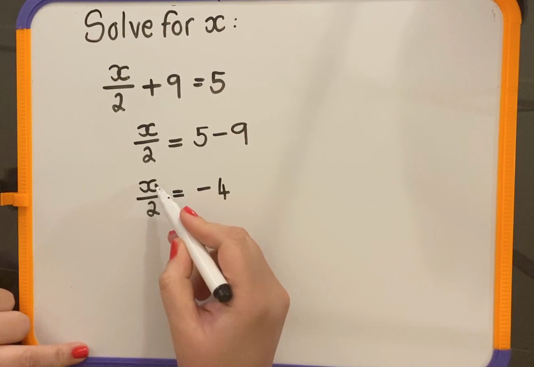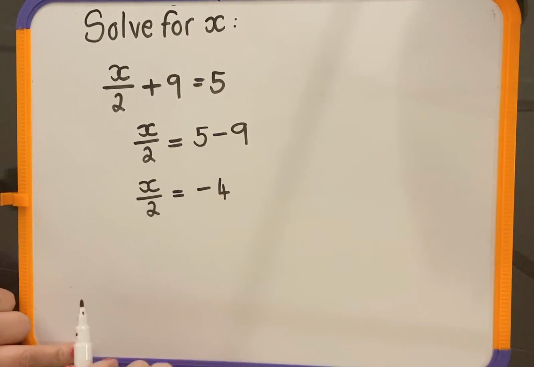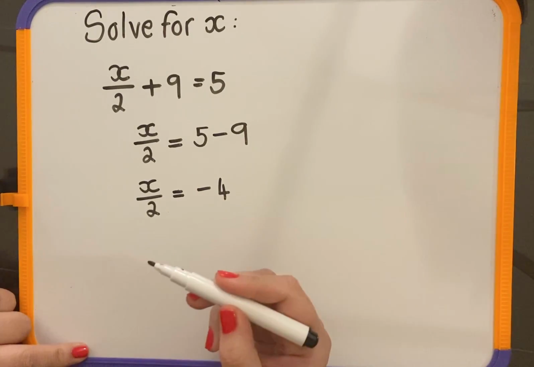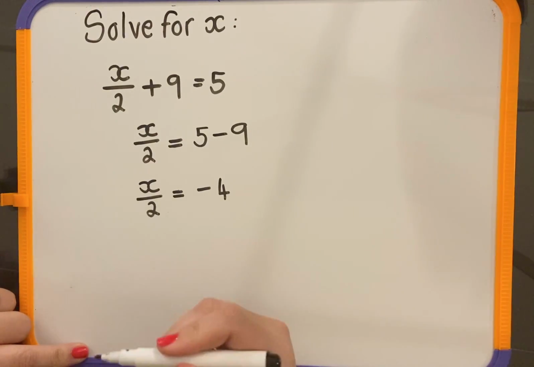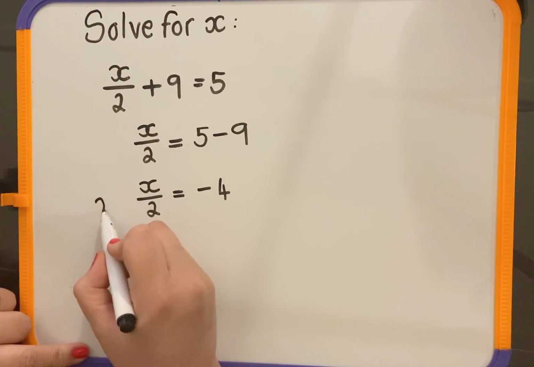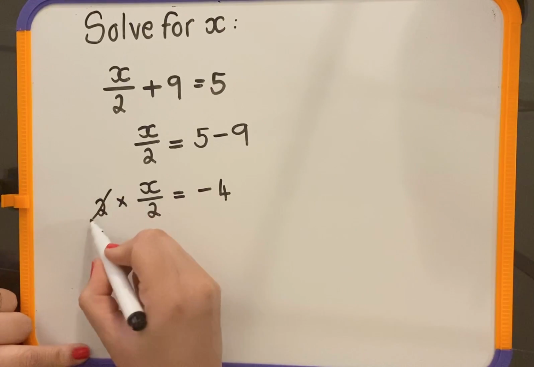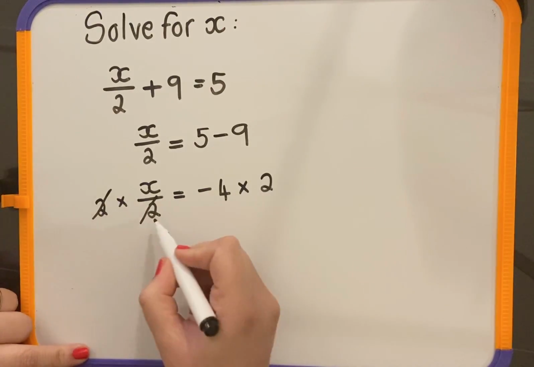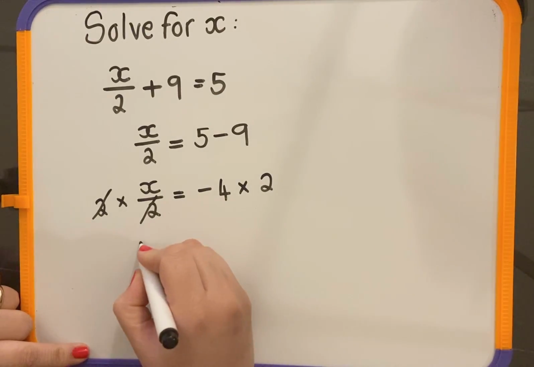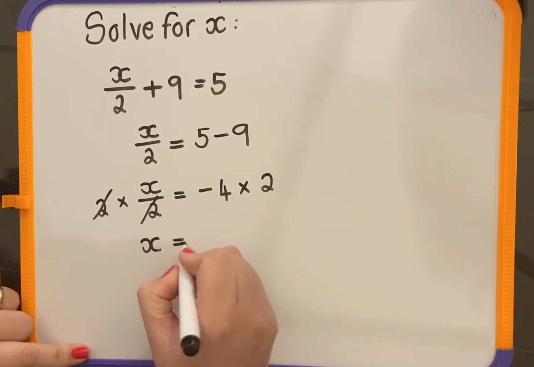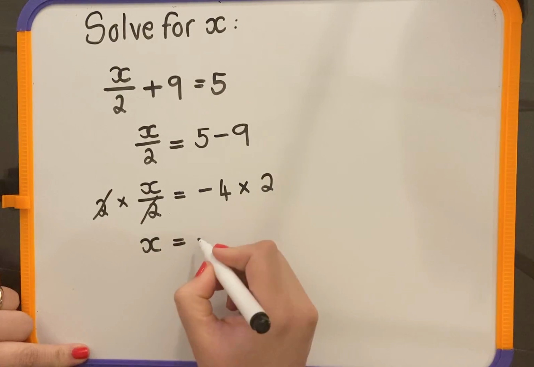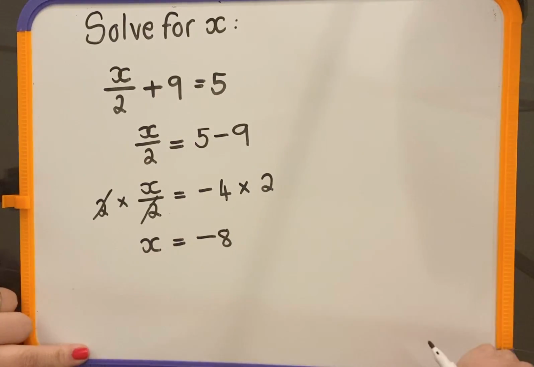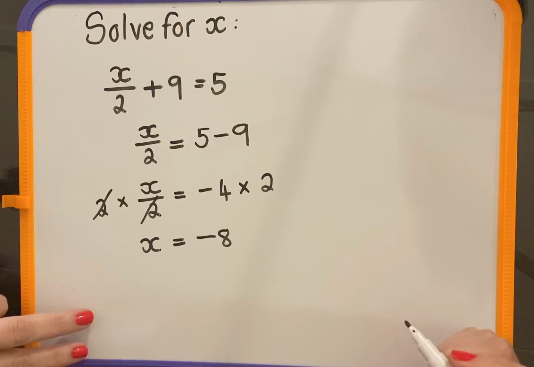Now remember, my x is divided by 2. So to undo something that has been divided, we have to multiply. So I multiply by 2 on both sides of the equation. In this case, 2 divided by 2 is 1, so I'm left with x. And minus 4 times 2 is minus 8. So the value of x would be minus 8.